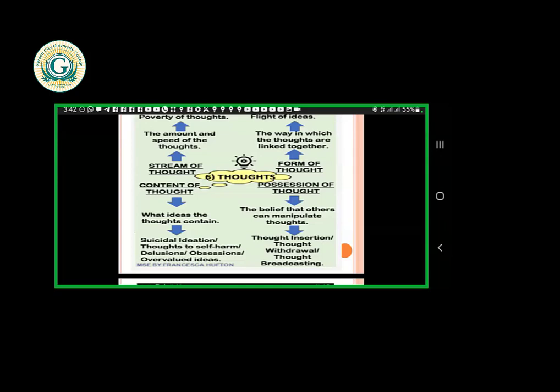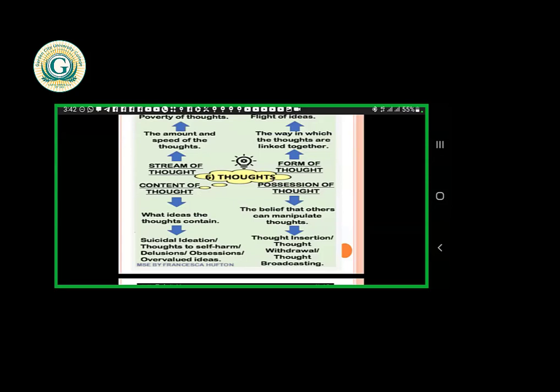Now let's look at the stream of thoughts. The stream is looking at the amount and the speed of thoughts. And so we have the poverty of thoughts. We also have many ideas that a patient might have. You're looking at whether the thoughts are even pressured thoughts that are coming in. You also want to think about the thoughts that are being blocked.